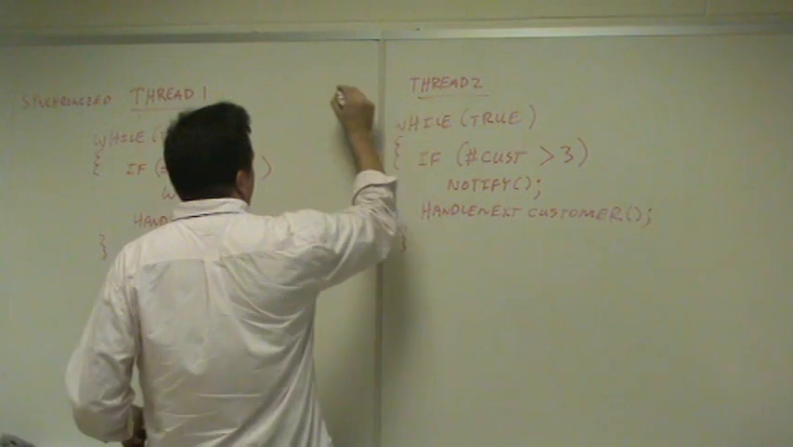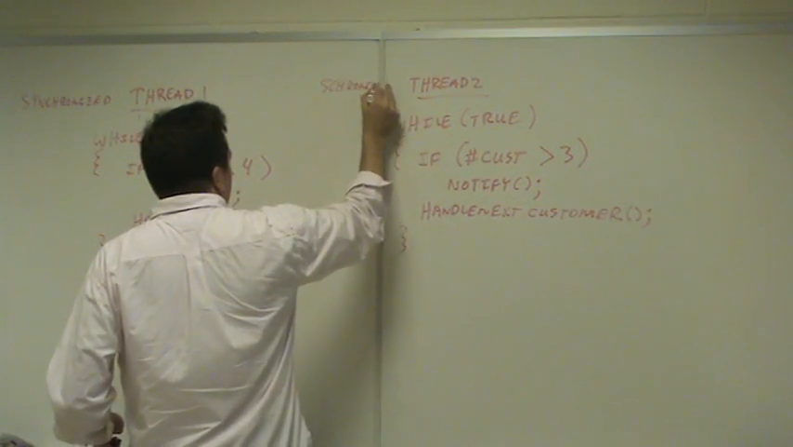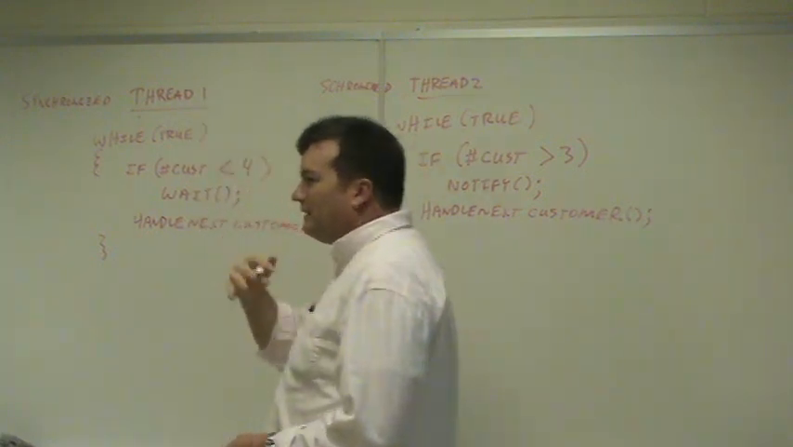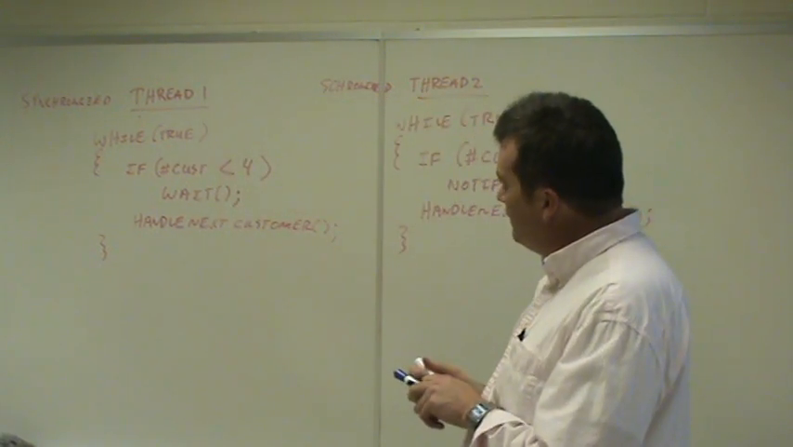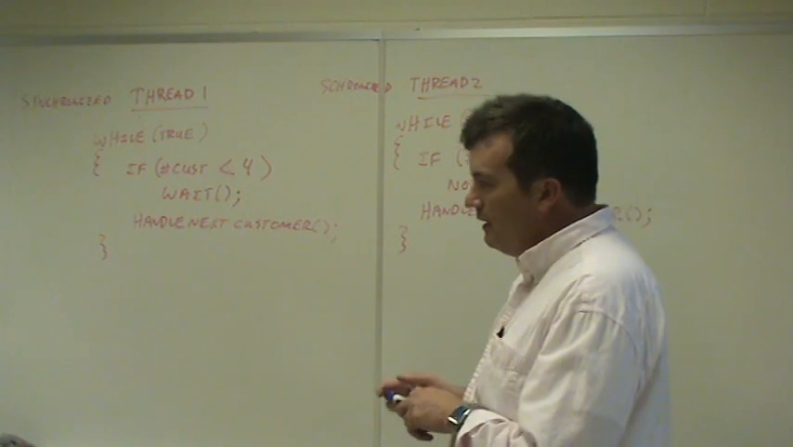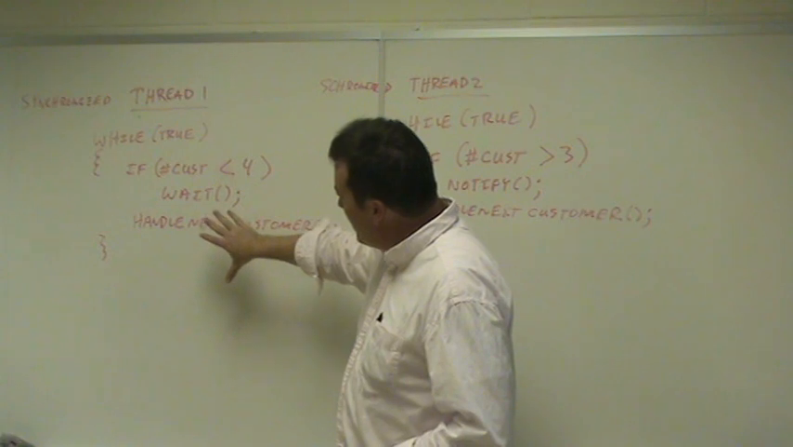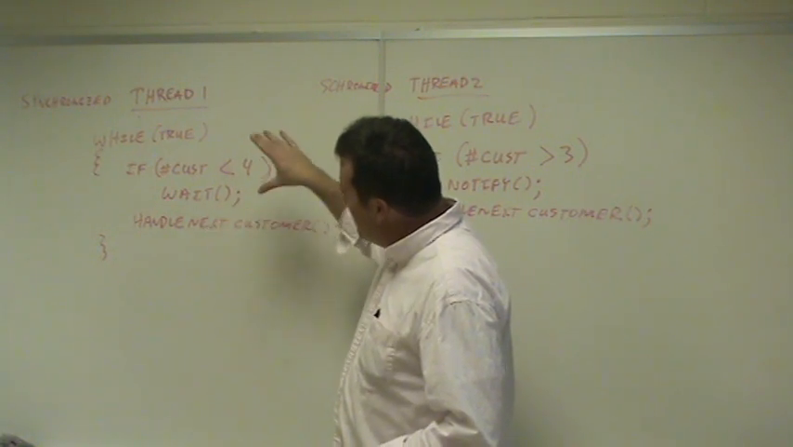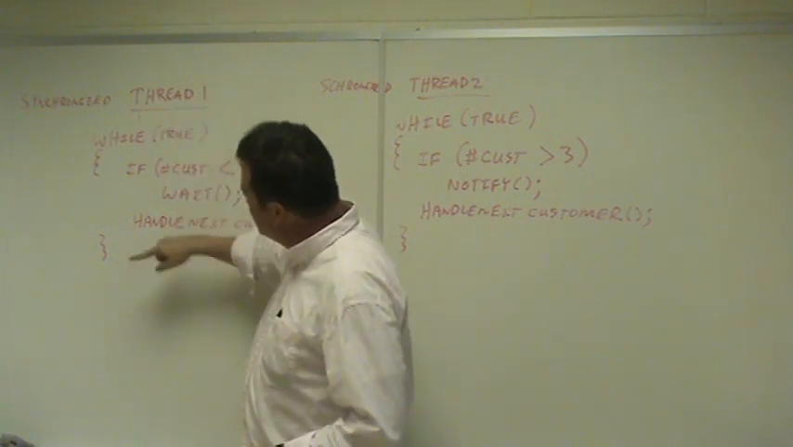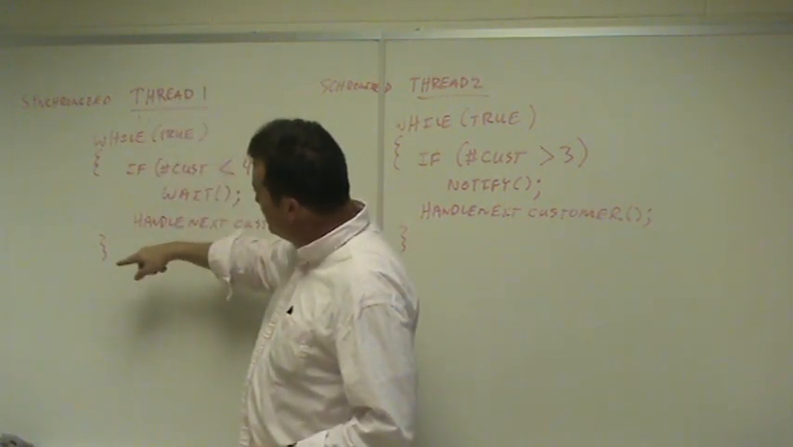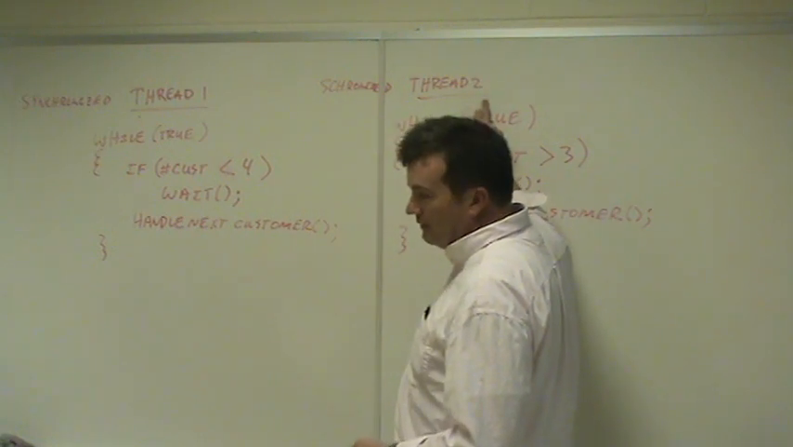And thread two was synchronized. Think about the deadlock thing we just went over. What problem would happen if the first thread was synchronized and made itself wait? Synchronized means if this method is running, this entire method is running, nobody's allowed to enter their method.